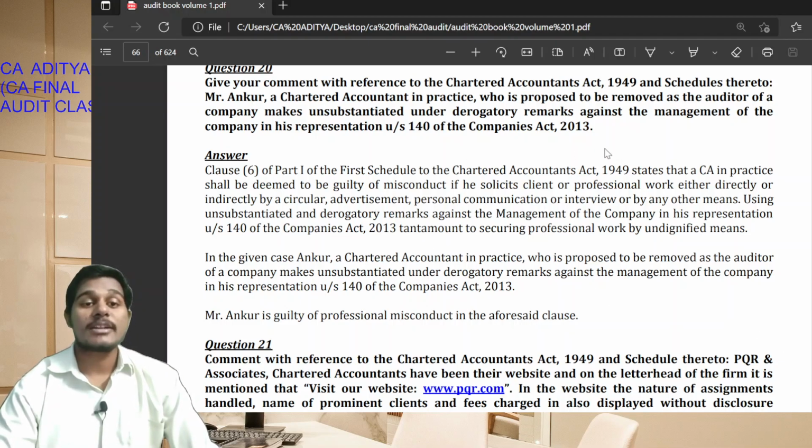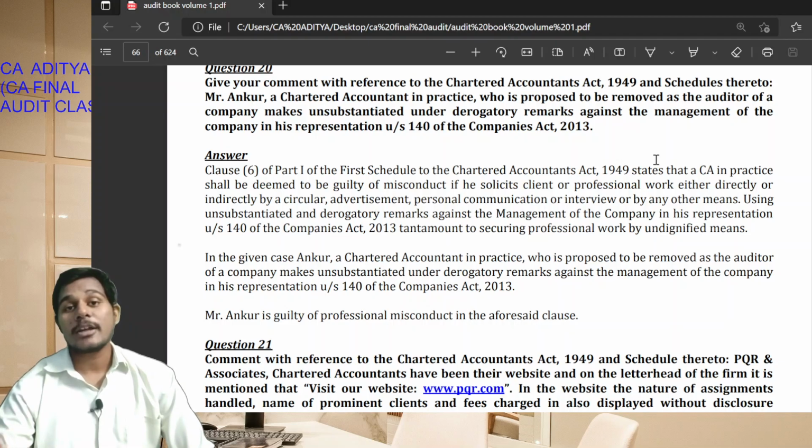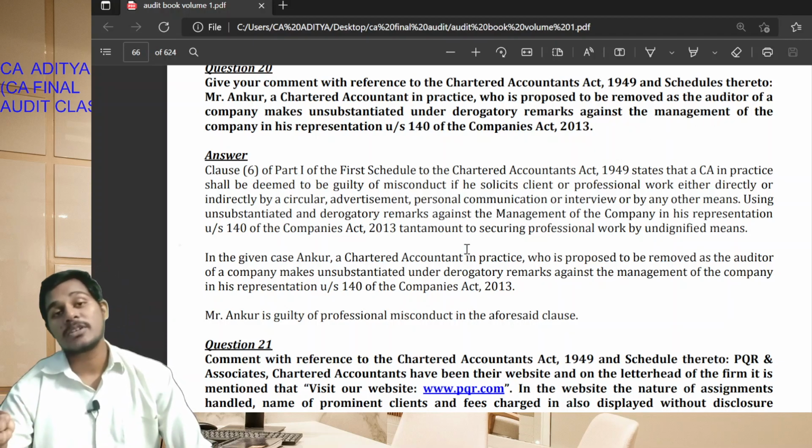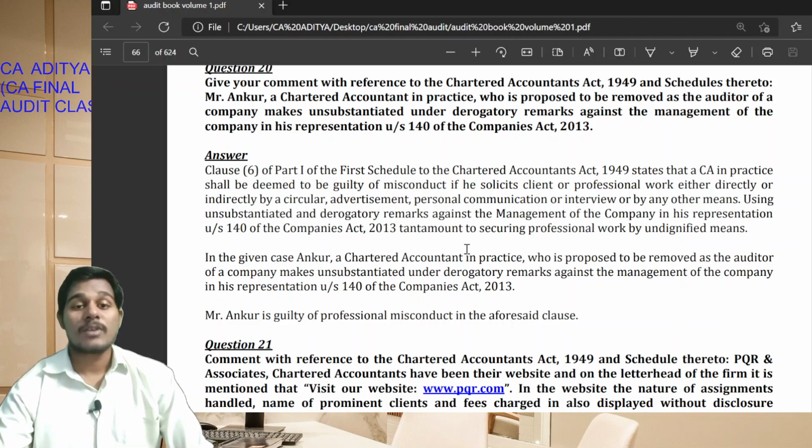Mr. Ankur, a chartered accountant in practice who is proposed to be removed as the auditor of a company, makes unsubstantiated, defamatory remarks against the management of the company under section 140. See students, when a chartered accountant being removed from a company makes a representation which is tantamount to publicity, that is, securing work, and makes derogatory remarks against the management of the company, then he will be guilty of professional misconduct as per clause 6 of part 1 of first schedule to the Chartered Accountants Act.